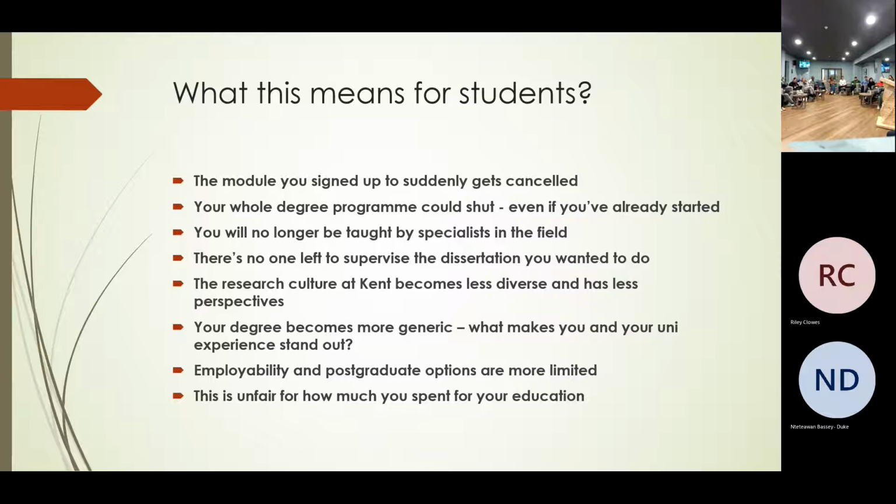I also think this is about the research culture of Kent: the less diverse it becomes, the fewer perspectives you reach. In terms of how this affects students, we have to think about employability and postgraduate options. This severely limits both of those things, because it doesn't make any students stand out. You become more generic. If your program is streamlined, you don't have anything that makes you stand out from other students. And the most important point: you're paying money for an education, which, my goodness, is unfair, period. But the point is that you should not be treated this way when spending anything on education.